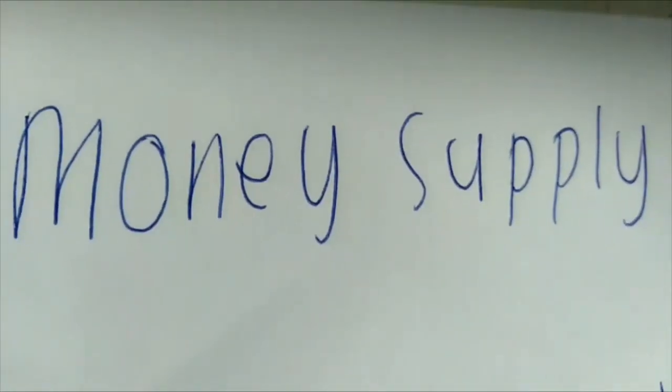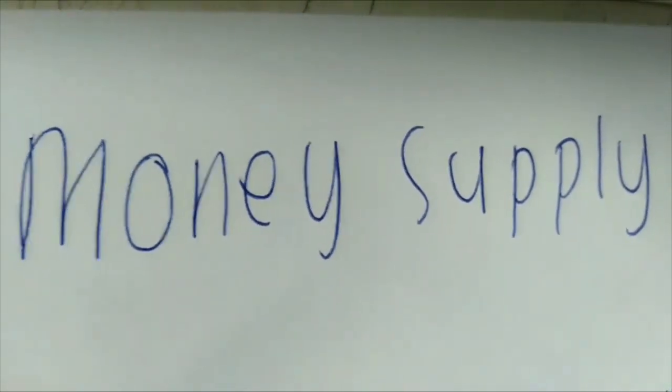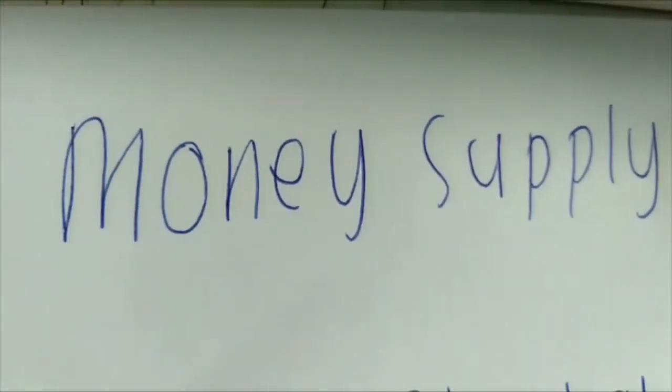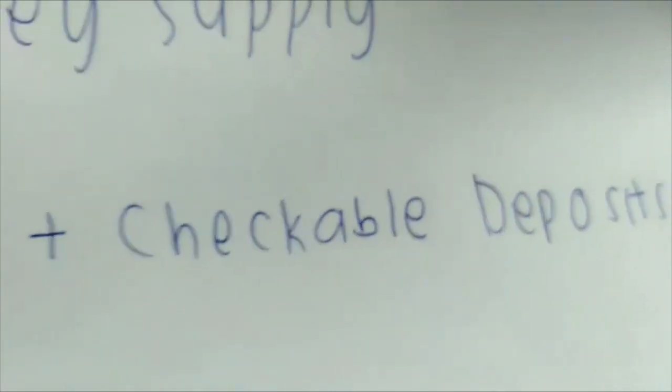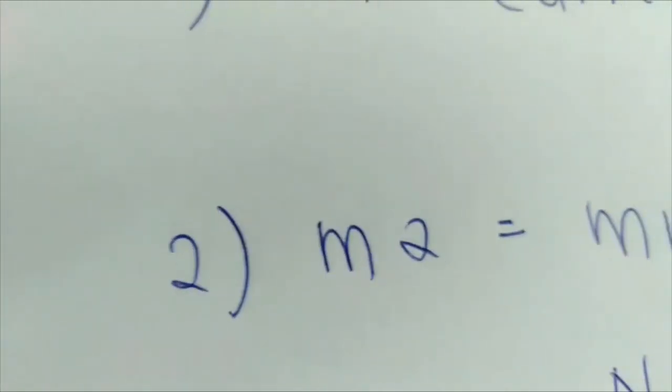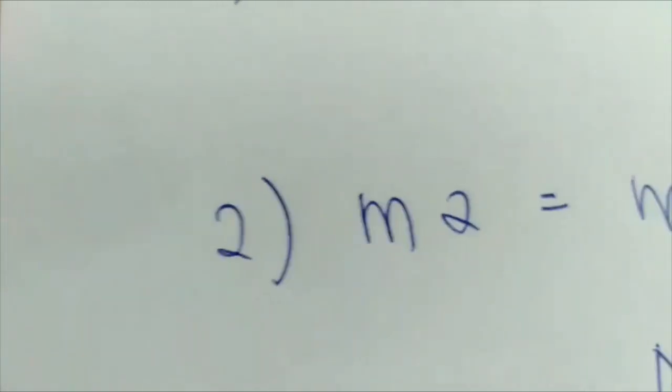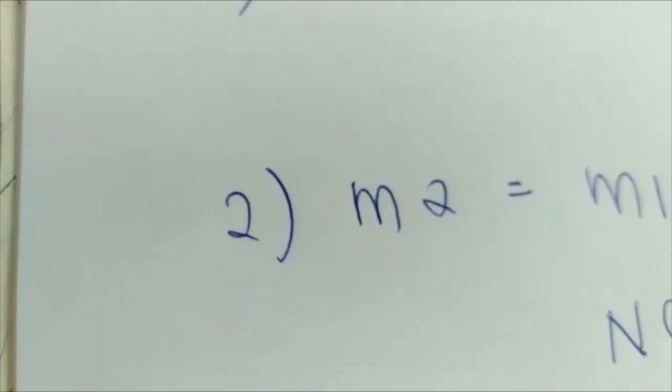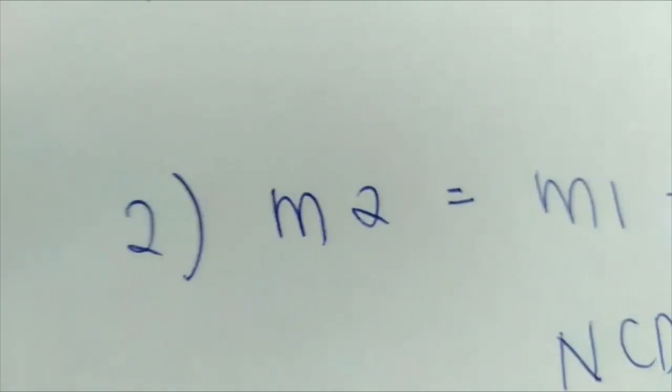Supply of money. Supply of money differs from the demand for money. Supply of money is controlled by the central bank. There are 3 methods used to measure the money supply. First is M1. M1 is equal to currency and checkable deposits. Second is M2. M2 is a broader definition of the money supply. It comprises M1 and near money.